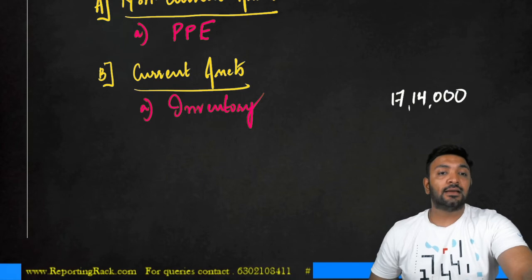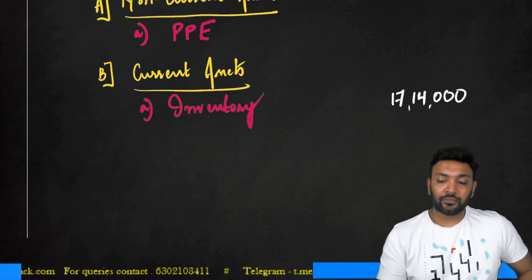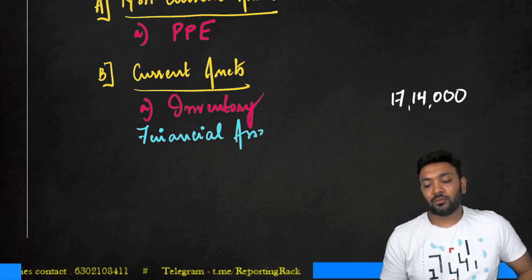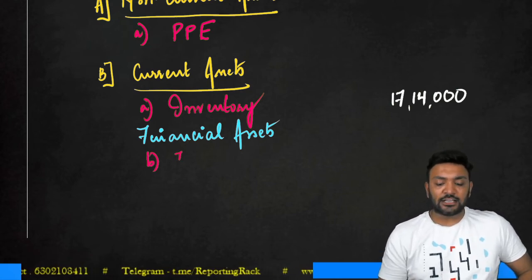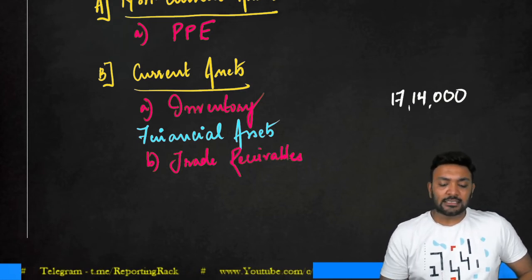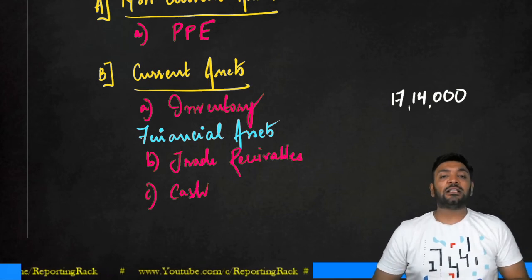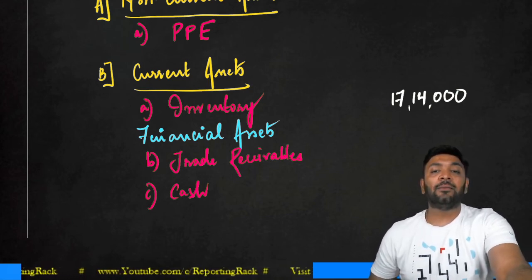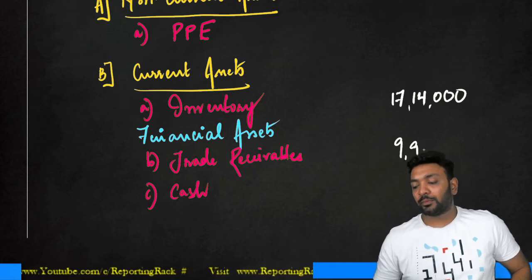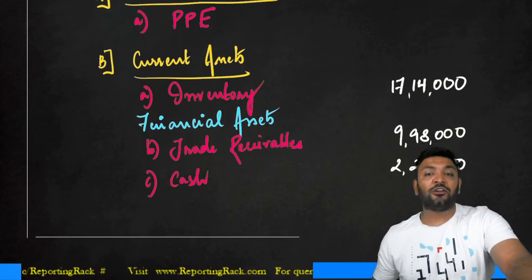What about the other assets? Other current assets, financial assets: we have trade receivables and cash. Simple addition is required in both cases. What is the value of trade receivables? 5,98,000 plus 4,00,000 is 9,98,000, and 1,45,000 plus 80,000 is 2,25,000. So 9,98,000 and 2,25,000. That is the end of your assets.